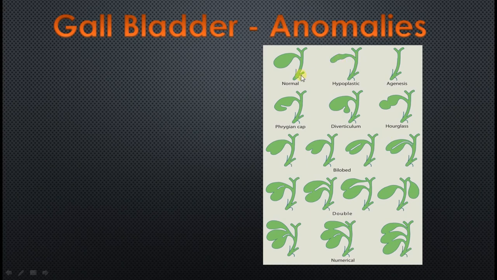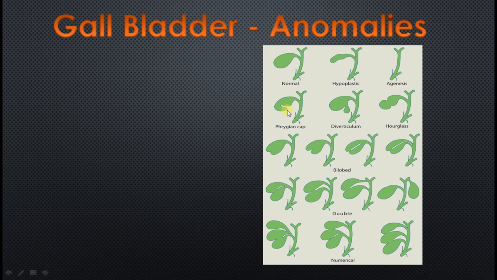Variations are common: hypoplasia, a reduced gallbladder, and agenesis, complete absence of the gallbladder. The gallbladder is not indispensable for life. Without a gallbladder, a person can naturally lead a healthy life because bile ducts are there to convey the bile. Even though the gallbladder concentrates the bile, the bile duct again dilutes it through its secretions.